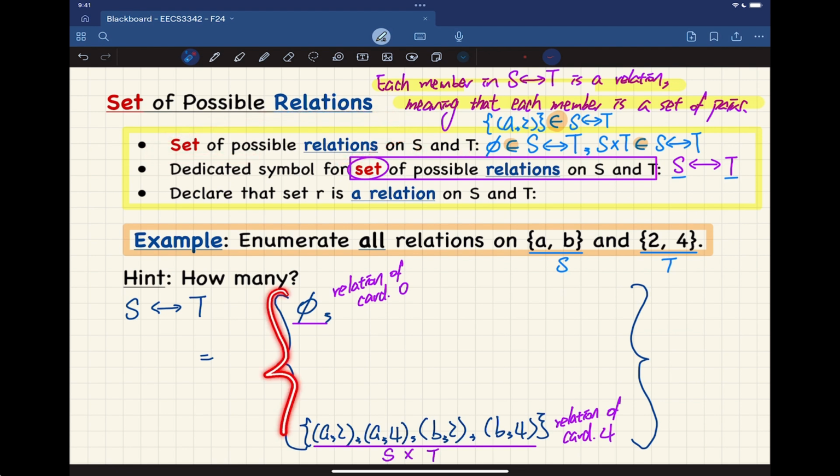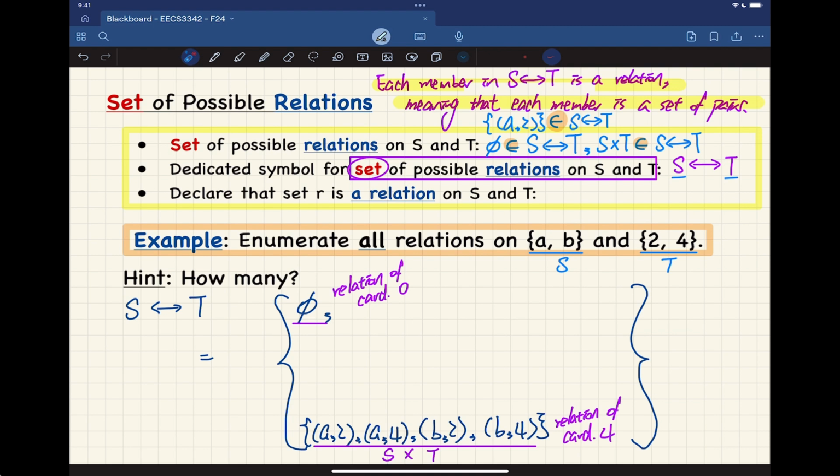So this will be a big set over here, where every member, this is one member, this is just another member. Every member is a relation. So I'm just trying to figure out what are all the members in this set. That's what we're doing. Okay. Yes, go ahead. How is the Cartesian product between S and T different from that symbol?